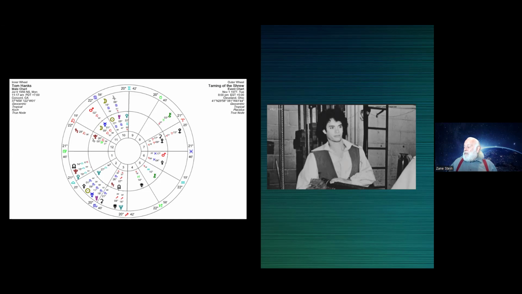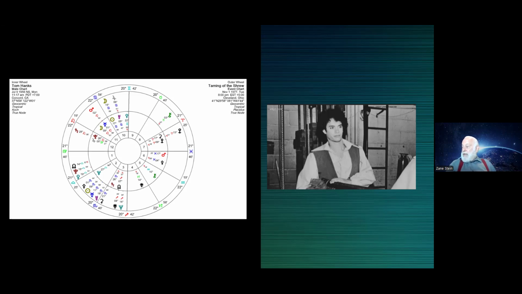The outer wheel for this is opening night. The Sun-Uranus conjunction is in his second house, which is the house of self-worth, and it squared his natal Chiron-moon opposition. I suspect it was Uranus earlier reaching the exact square to his Chiron that brought the director to give him the part.